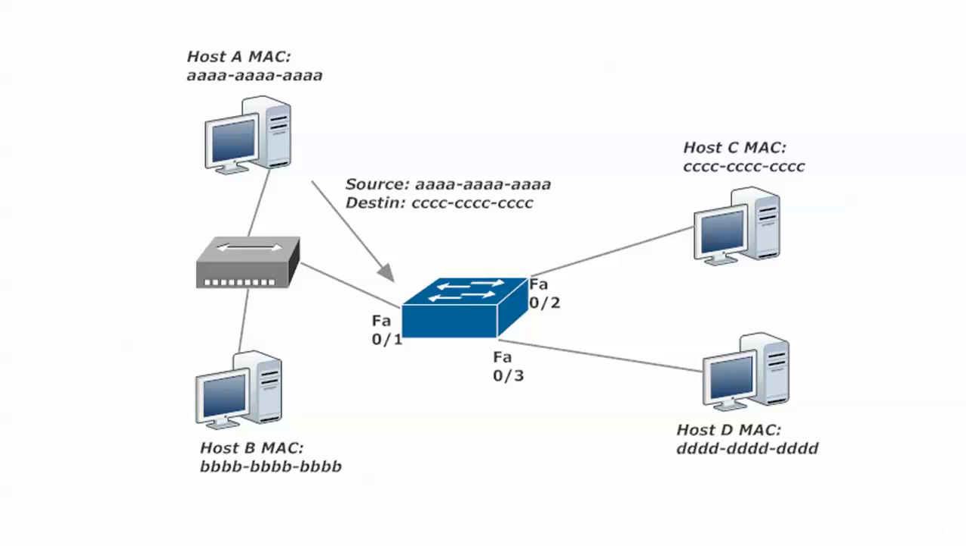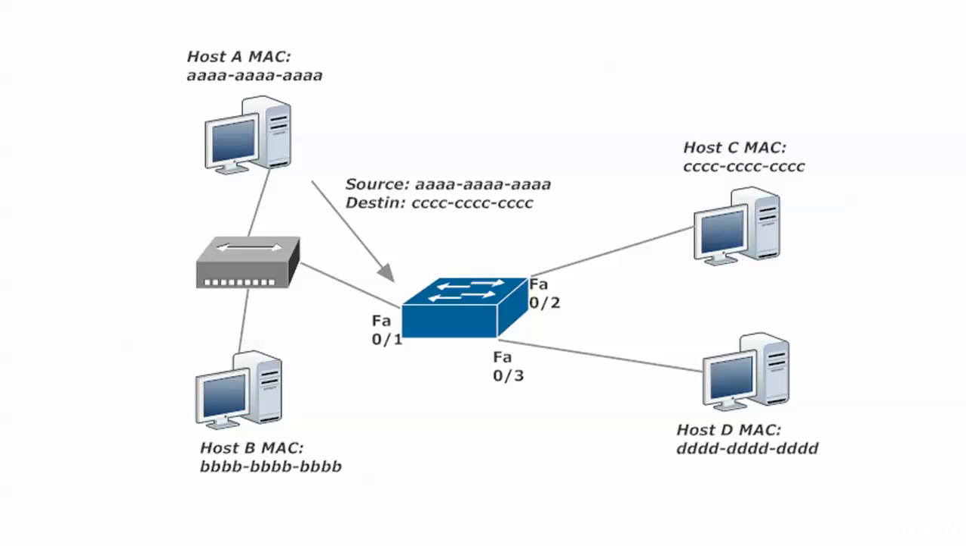Frame comes in on 0/1, which I will now call port 1 on the switch. And you see the source and destination. The source is host A and the destination is host C's address. The switch at this point looks at the source MAC address and asks itself one question: do I have an entry for this address in my MAC address table? Well, right now the switch doesn't have any dynamic entry, so it's going to say, okay, I need to make an entry for host A's MAC address. And that's what it will do.